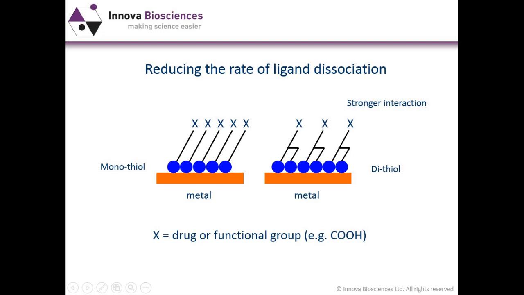Okay, if you use this approach and the rate of dissociation is too high, what you can do, as shown on the right, is to introduce two thiols into your small molecule, and this promotes a stronger interaction with the gold surface. And you can take this further, you can do 3 or 4, and then it's down to the chemistry. Can you actually incorporate so many thiols into a small molecule? And again, as shown here, X could be a drug, or it could be a functional group, say carboxyl, which you might use to carry out further conjugation reactions. But the system generally is a little unstable, but you can improve it perhaps by introducing multiple thiols.